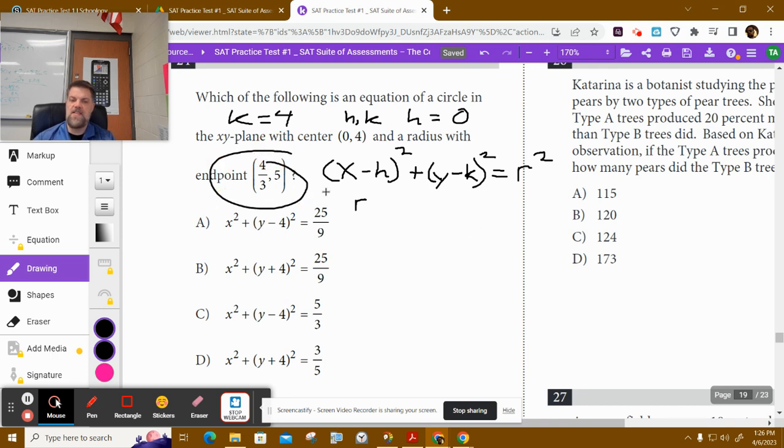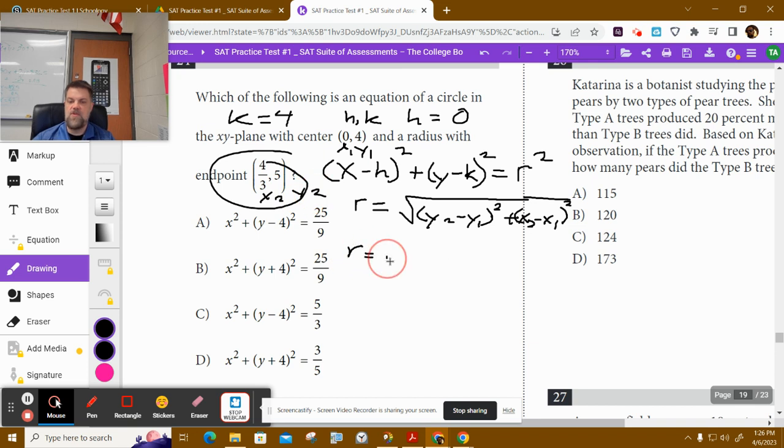So they give us a clue as to how we find the radius. The radius is the distance from the center to this point here. So the radius is the distance formula, where we say y sub 2 minus y sub 1, squared, plus x sub 2 minus x sub 1, all that squared. And we'll name this x sub 1, y sub 1, and we'll name this x sub 2, y sub 2. So then my radius is equal to the square root of y sub 2, which is 5, minus y sub 1, which is 4.